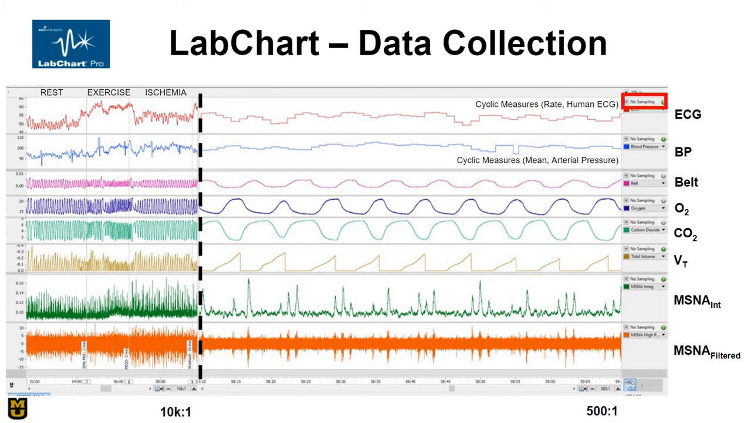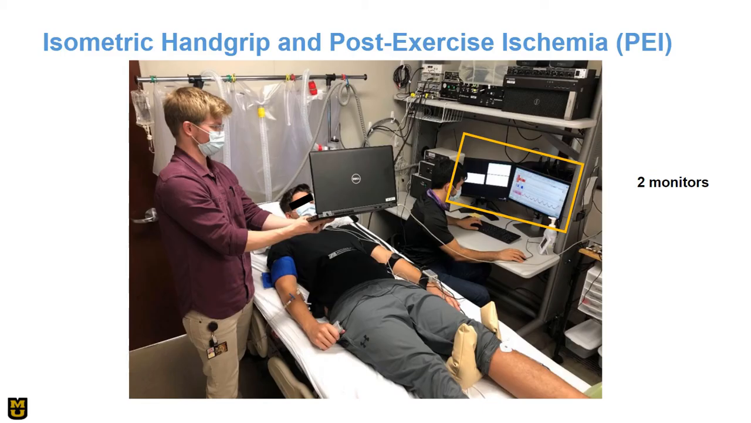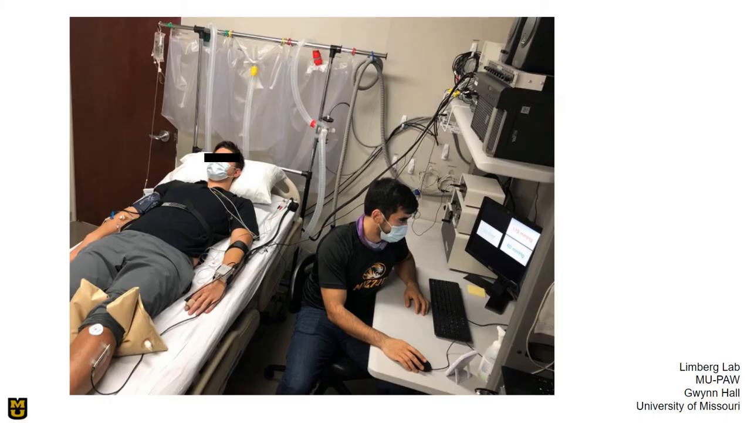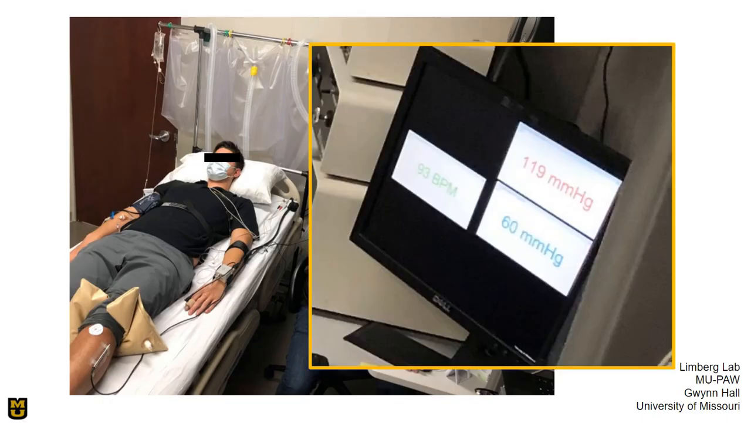The other thing I like to do, and you can see this little red box now over by ECG, says no sampling because this is just an image capture of some of our data. But what I actually do is click here and drag over. Something you might have noticed is we use 2 monitors in the lab, and I like that because I'm going to flip here and focus on that second screen.